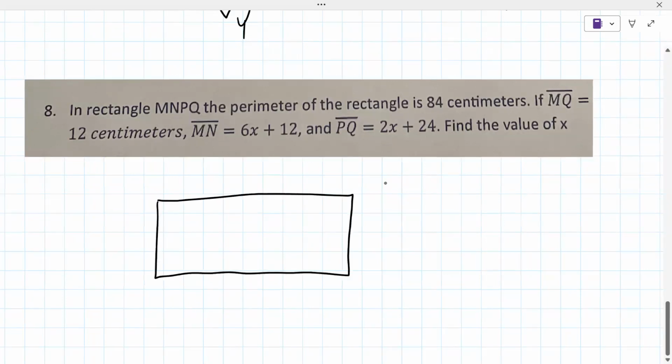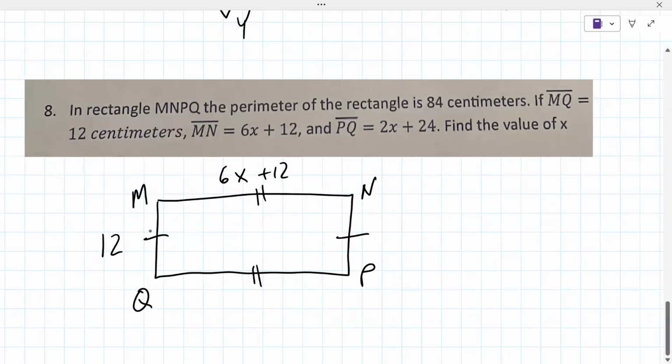Like you have to decide, and like your dad was asking, typically you just create a starting point and then a path. Yeah. And then okay, here it says MQ, that's this one over on the left. That's congruent to the one on the right. And then the top is congruent to the bottom. And it tells you that MQ is 12, MN is 6x plus 12, and PQ is 2x plus 24.